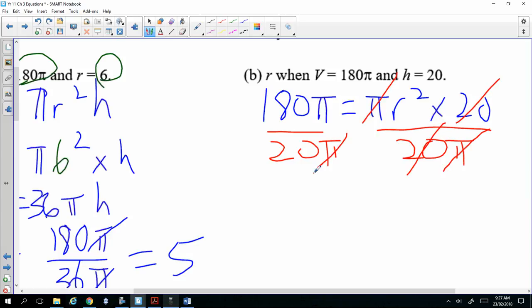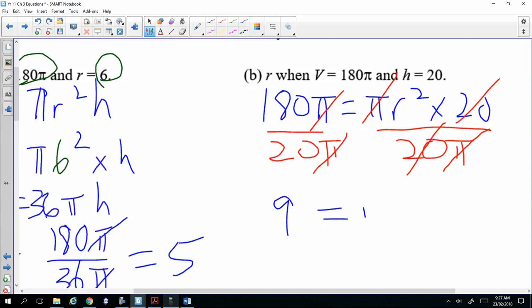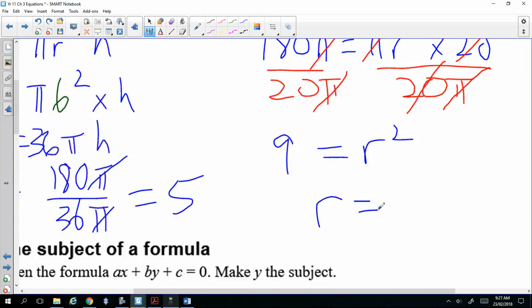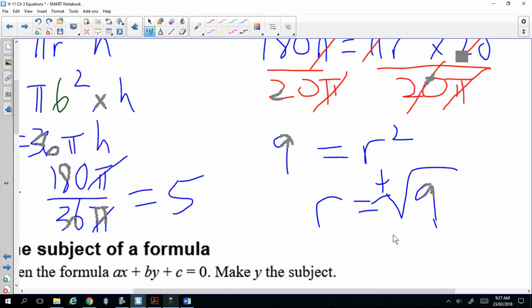Now how do I find r? We have to square root. Now normally we have to put plus and minus, but because r is the radius, r is a positive radius, we only take the positive square root. So we'll just take the positive root of 9, which is 3.